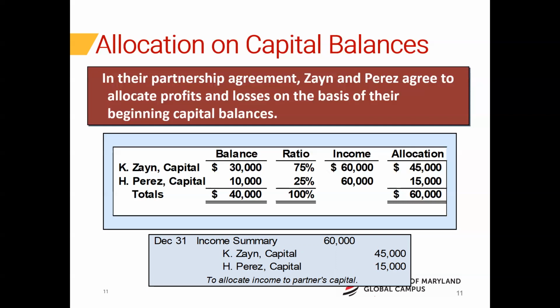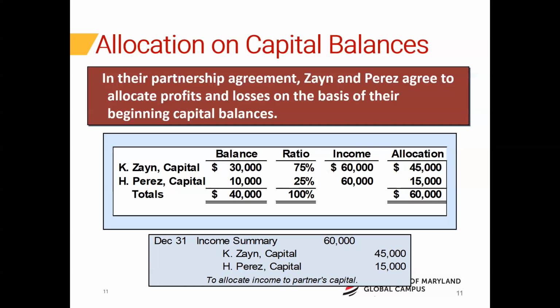You can allocate the revenue, or I'm sorry, not the revenue, the net income, through ratios. So if you had 100%, 75% goes to Zane, 25% goes to Perez. How do we come up with those figures, you might be asking? Well, we have a total balance of 40,000. 30,000 came from Zane, 10,000 came from Perez. That is 75% and 25%, of course.